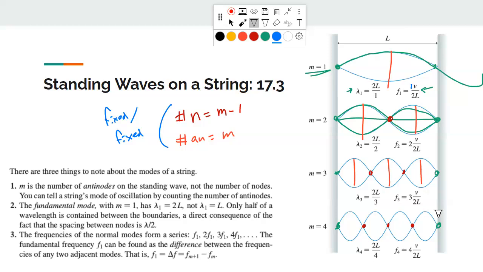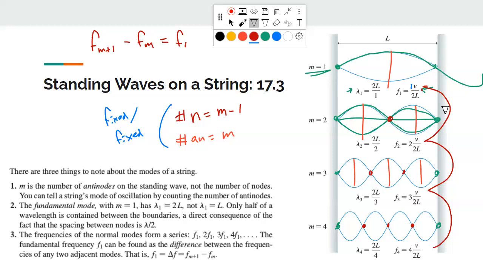So a very useful tip that you will certainly use in the homework and maybe on the quiz is that if you know two ordered harmonics, so if you know the m+1th harmonic and you know the mth harmonic, if you just subtract these, you will get the fundamental frequency. So when you first see this, it sounds like some weird craziness, but all that's saying is, look at the formula. You're going from 1 V over 2L to 2 V over 2L to 3 V over 2L, 4 V over 2L. So each time you're increasing by V over 2L, which is exactly what F1 is.